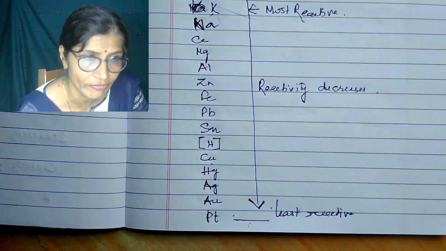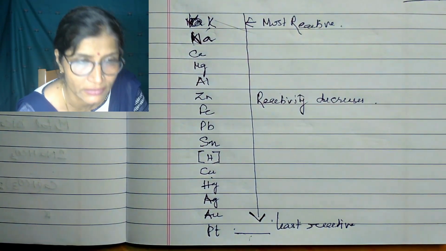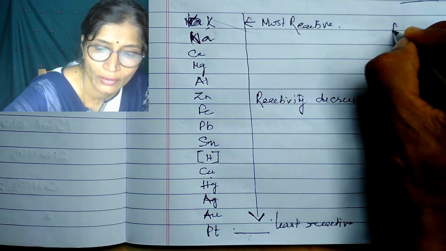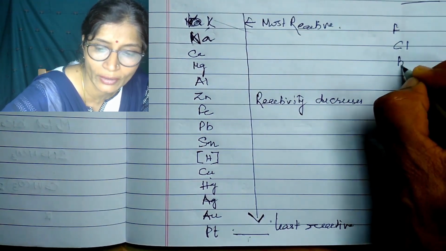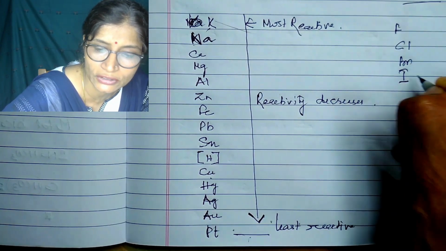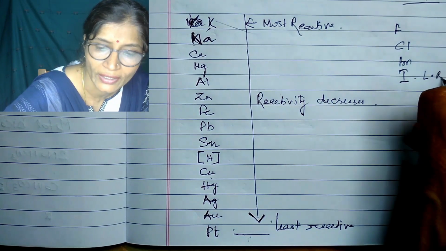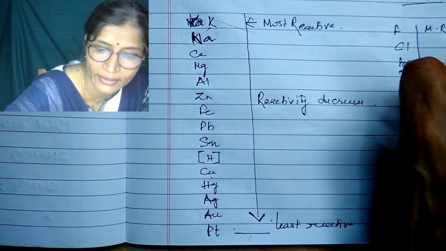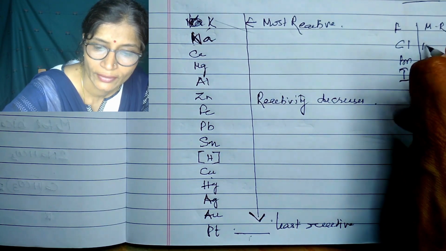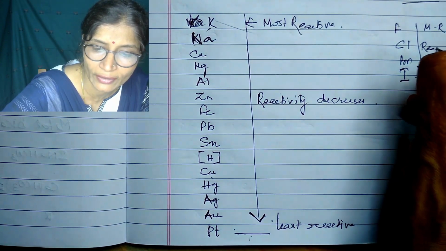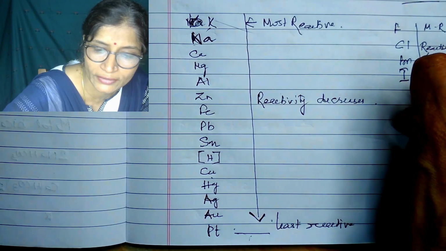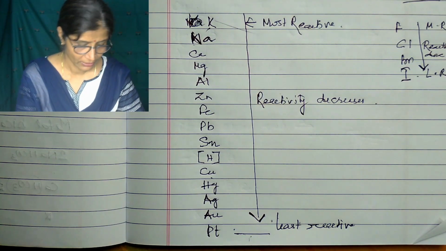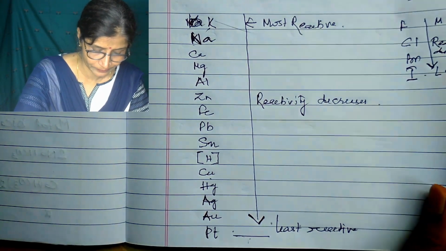Now in the same way for non-metals also the series is there, generally for the halogens: fluorine, chlorine, bromine and iodine. Here also this is the least reactive and this one is the most reactive, and here it is the decreasing order of reactivity. So fluorine is the most reactive, and iodine is the least reactive in the decreasing order.